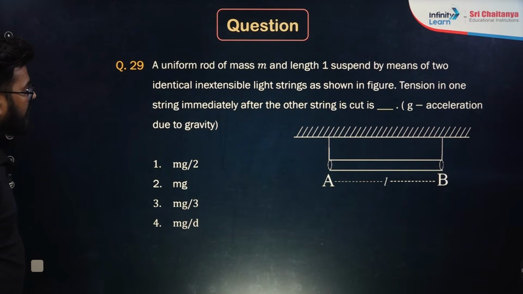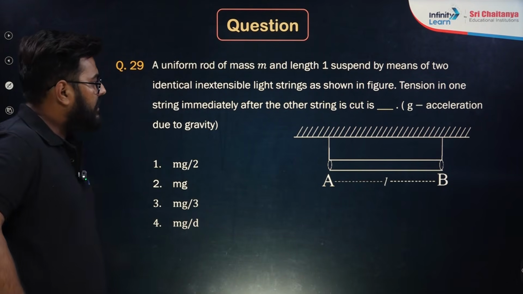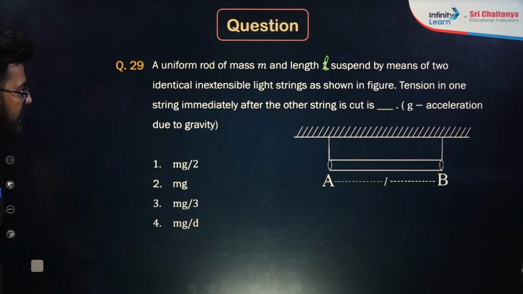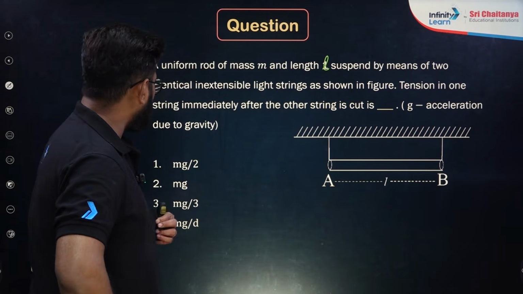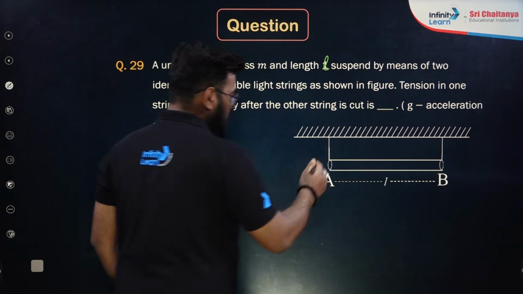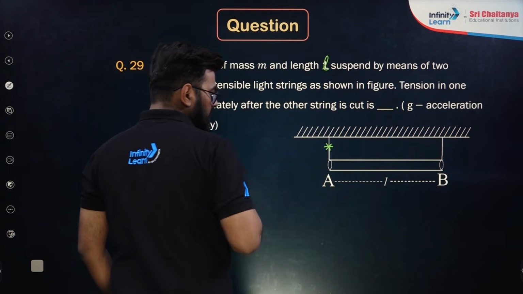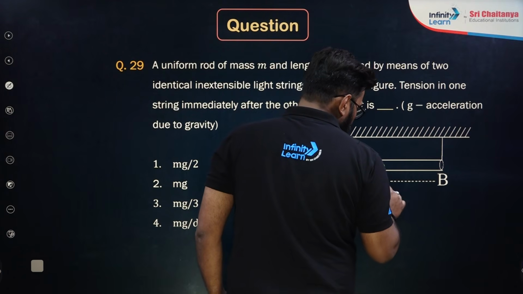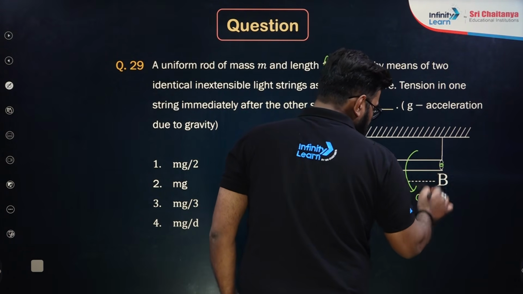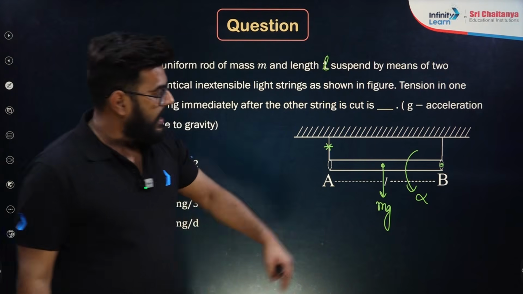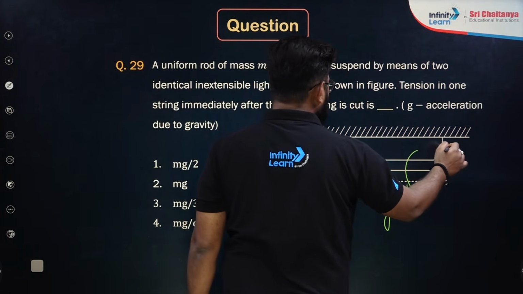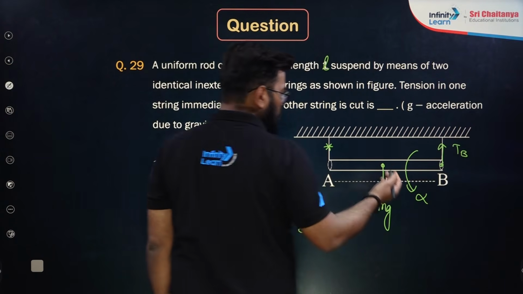Okay. A uniform rod of mass m and length L, this should be L, is suspended by means of two identical inextensible strings as shown in the figure. The tension in one string immediately after the other string is cut. So if you cut this string, this rod, due to the mg force, will begin to accelerate, right? And what is going to be the angular acceleration? Only this tension will be there. Let's say Tb, I want to find out that only.